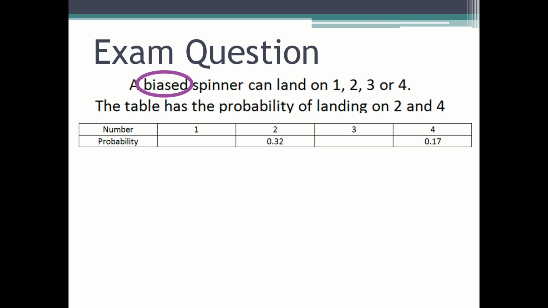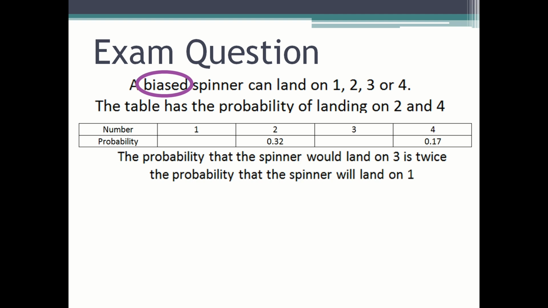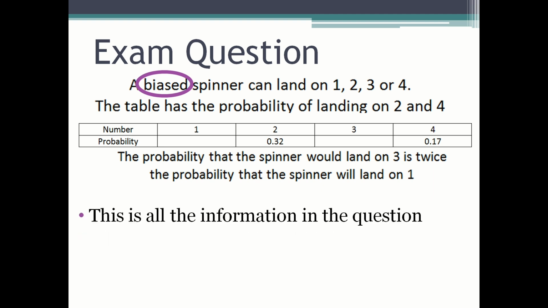So from the table, we can see that the probability of landing on a 2 is 0.32 and the probability of landing on 4 is 0.17. So the probability that the spinner will land on 3 is twice the probability that the spinner will land on 1. And then afterwards, this is all the information in the question.